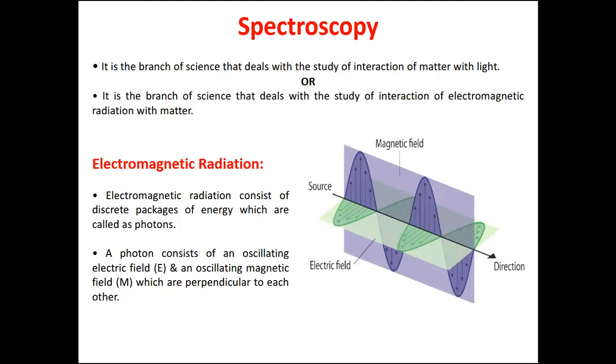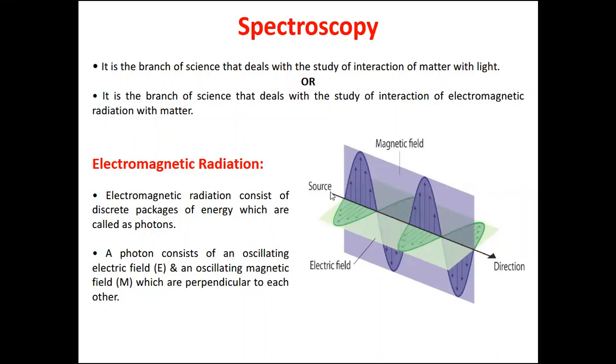The electromagnetic radiation is composed of two waves. The word electromagnetic itself implies the electric field and the magnetic field. So the electromagnetic radiation consists of discrete packages of energy which are called photons. These photons consist of an oscillating electric field, E, and an oscillating magnetic field, both of which are perpendicular to each other.